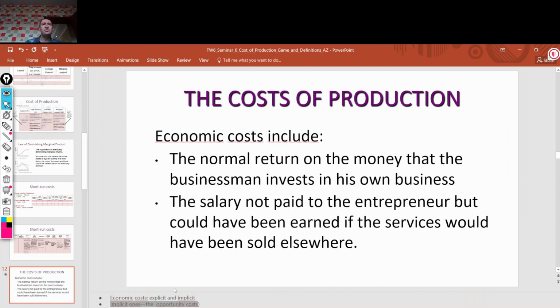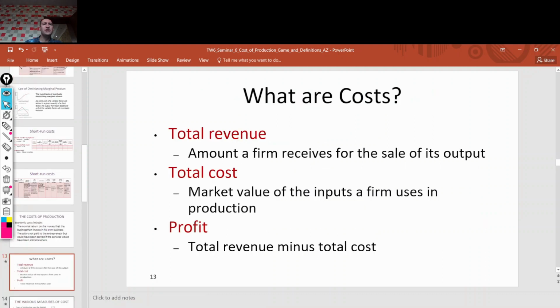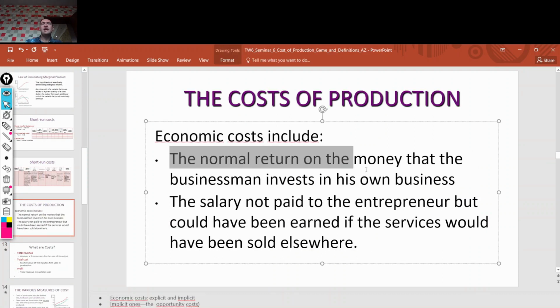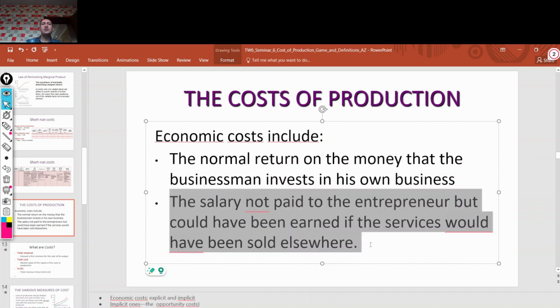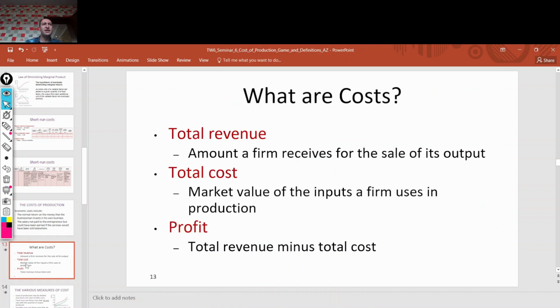Cost of production includes explicit and implicit costs, right? Return on capital invested is an implicit cost. If you contribute your money to the business, that money has a cost in the form of foregone interest. And a salary not paid to you as a manager is another case of implicit economic cost. So we have to remember that.